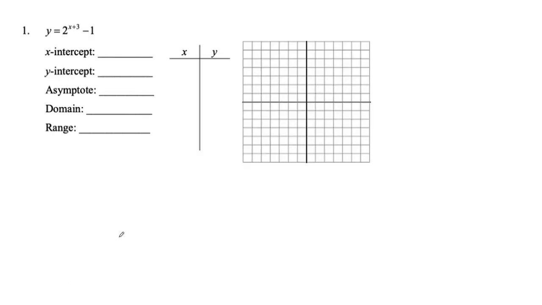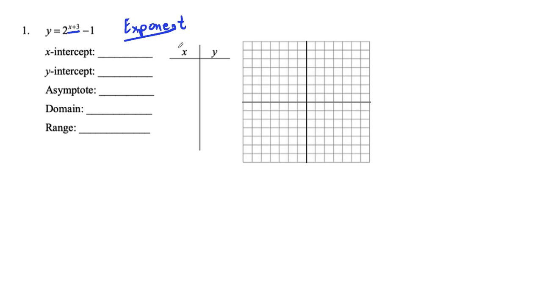As we graph number 1, the first thing that I want us to recognize in this problem is that this problem is an exponent. Think about what we know about the parent function of an exponential graph. As we go about graphing this, we're going to zero in on the exponent part, and that's going to help us plot some points.